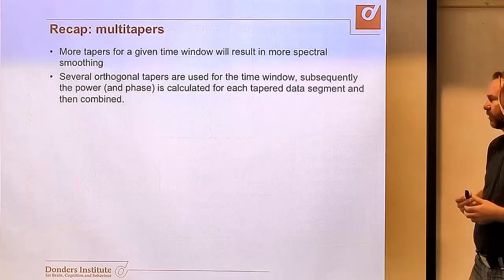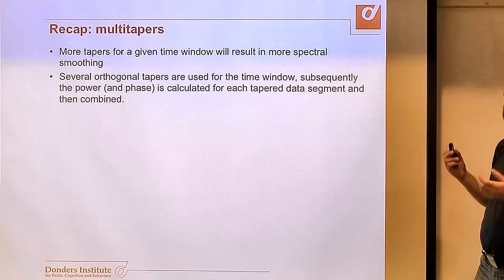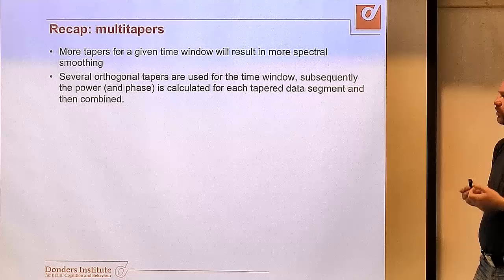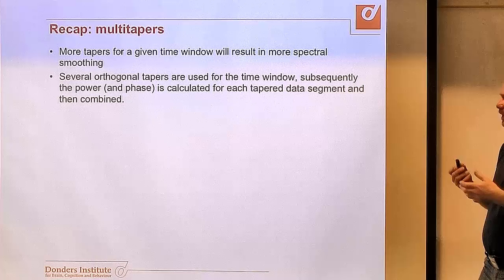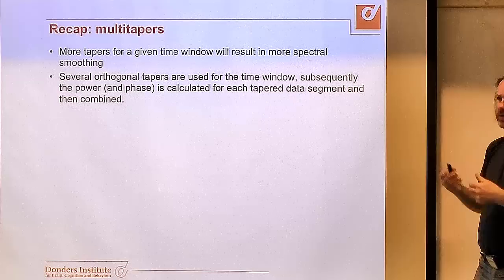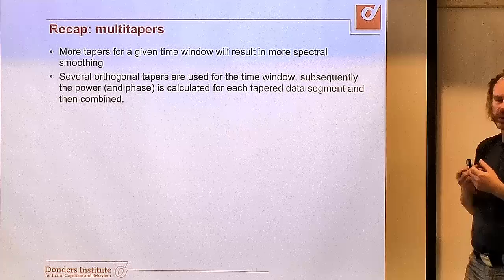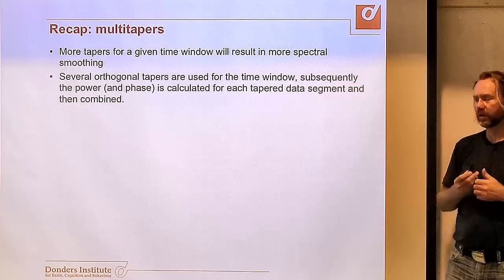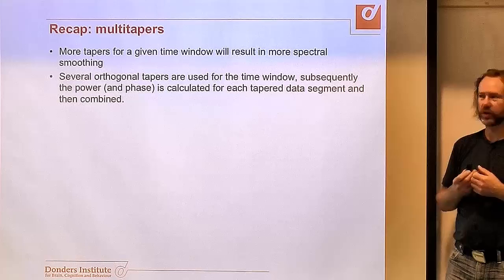So to recapitulate, we have multi-tapers, and more tapers for a given time window result in more smoothing, and we have multiple orthogonal tapers for the time window. Subsequently the power, but also the phase, is calculated for each taper data segment and subsequently combined. So using multiple tapers allows us to analyze the same data window multiple times. In terms of statistical power, you can imagine multi-tapers allowing multiple independent estimates within each trial. So we're increasing the degrees of freedom in our estimation procedure.